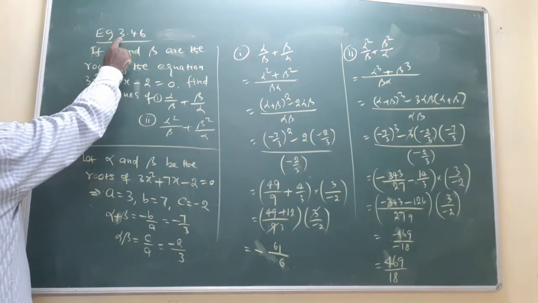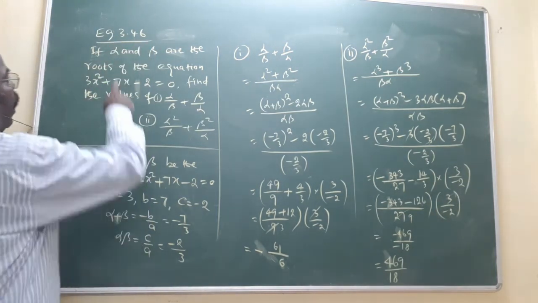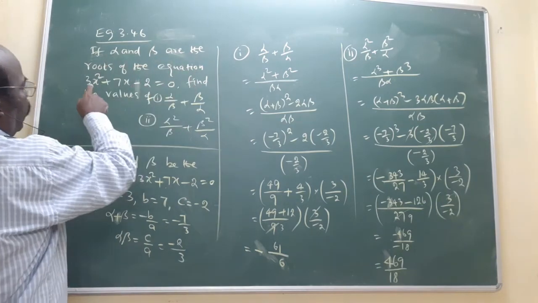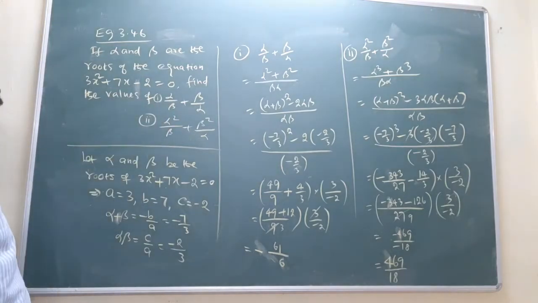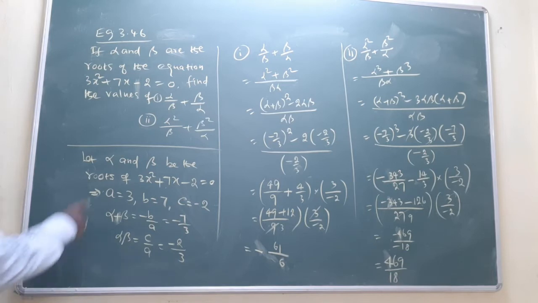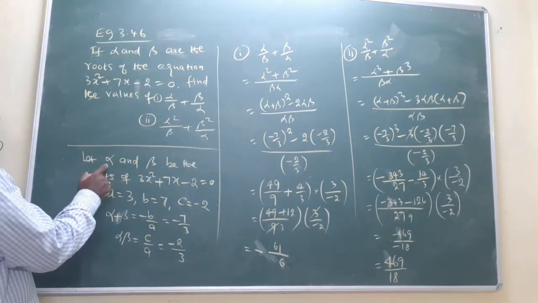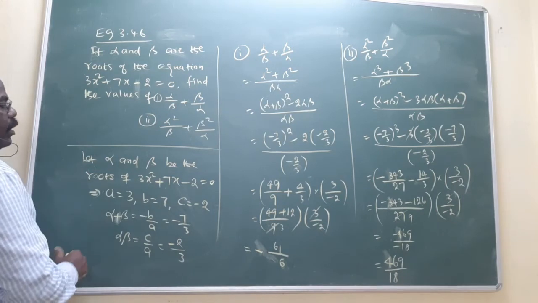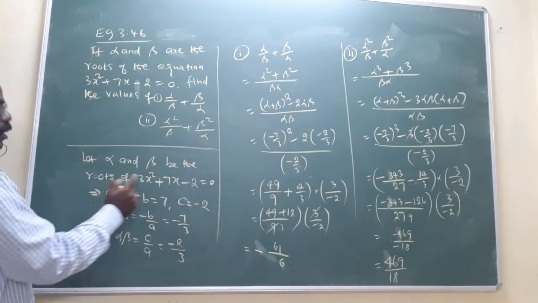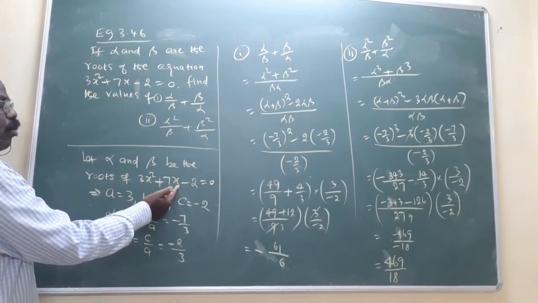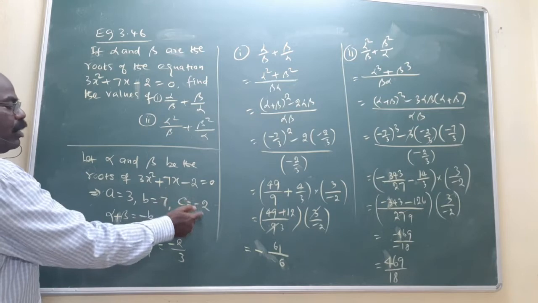Next question, example 3.46. Alpha and beta are the roots of the equation 3x square plus 7x minus 2 equal to 0. Find the values of the first subdivision alpha by beta plus beta by alpha. Next subdivision alpha square by beta plus beta square by alpha. Now it is the same thing, but alpha and beta are roots of the equation. From the equation, you get the value of A, the coefficient of x square, 3. B, the coefficient of x, 7. Last C, the constant, minus 2.